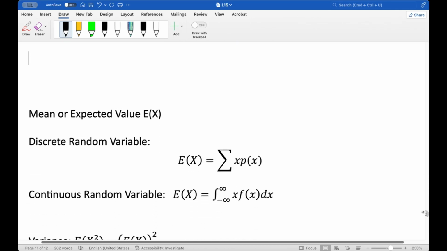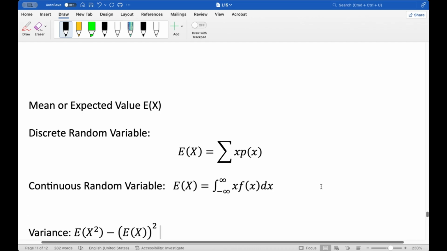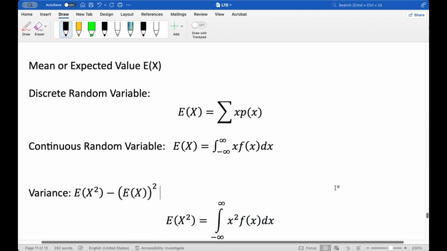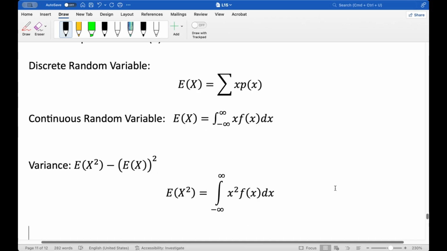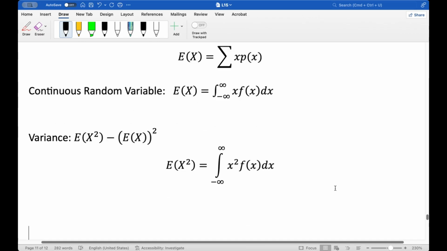So how do you calculate the mean for the continuous case? So the expected value or mean in the discrete case was the summation x times p of x. So in a very similar way here, to find the expected value or mean of a continuous random variable, you're going to integrate from minus infinity to infinity x times f of x dx, where f of x is the density. And then the variance is the expected value of x squared minus the mean squared. The expected value of x squared in the continuous case, we're integrating negative infinity to infinity x squared times f of x dx.